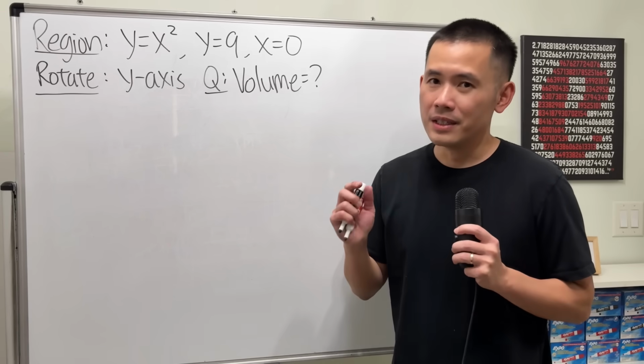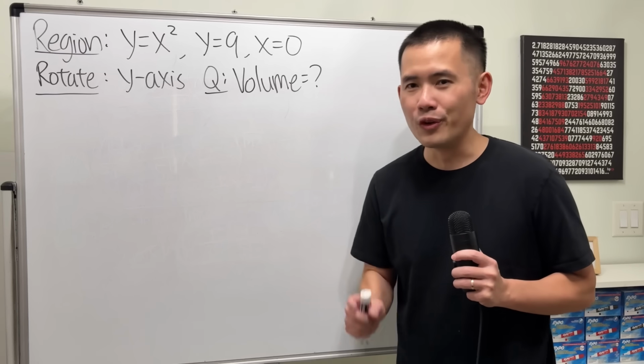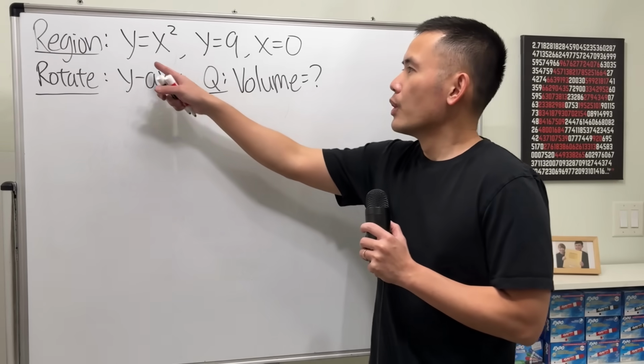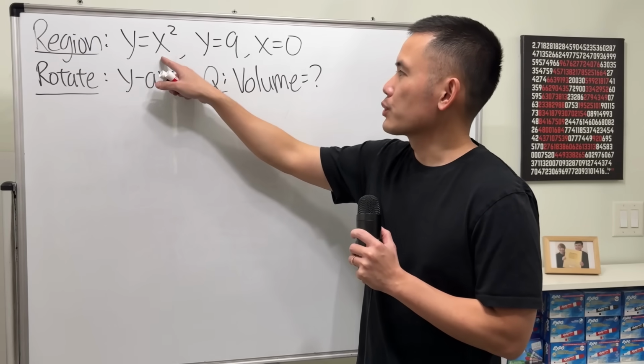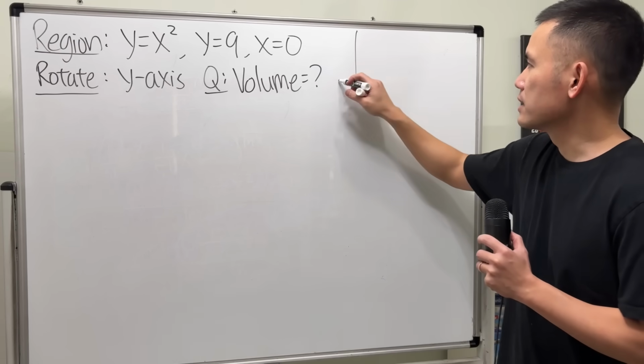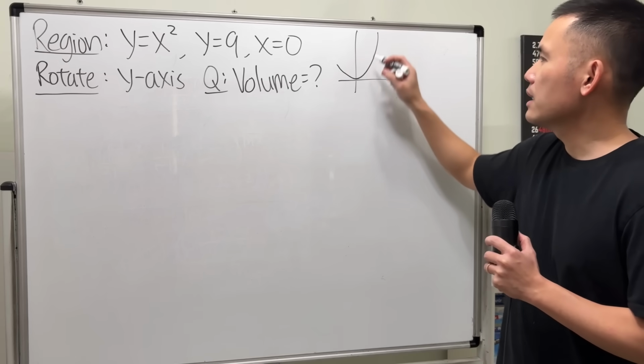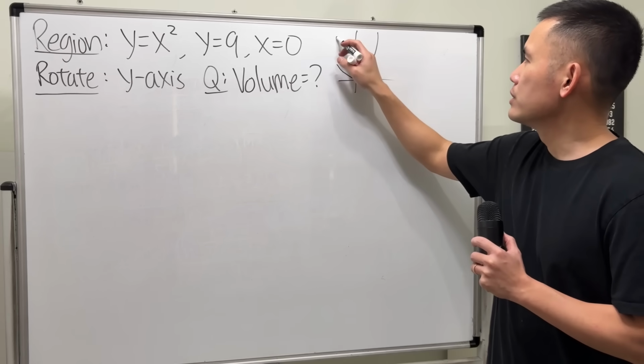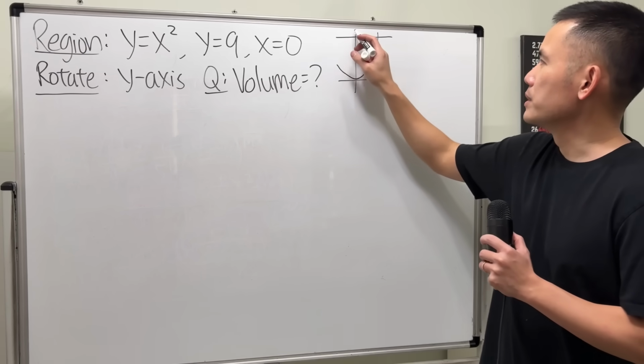Today I'm going to take a typical calculus 1 question and make it more fun. Have a look. So we have the region y is equal to x squared and y is equal to 9 and x is equal to 0. So if we make a quick sketch, here is the parabola, and then we want y to be 9 like this, and then we want x to be 0.